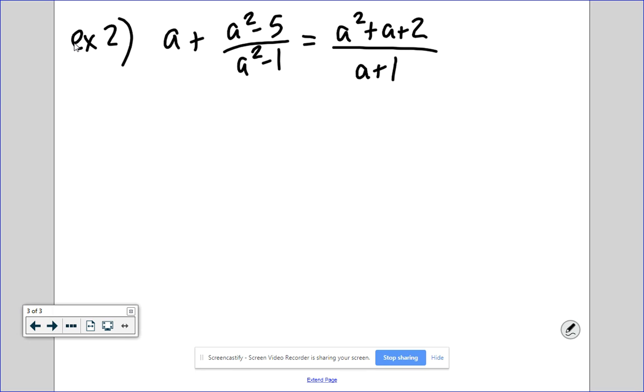So, we look at a problem like this. There's a lot of a's. What is a over, as a denominator, really? 1. So to solve this, we would have to have a common denominator for all three. Okay? But we have to remember, what does a squared minus 1 really mean? It's a binomial, right? So this is really a minus 1 times a plus 1.